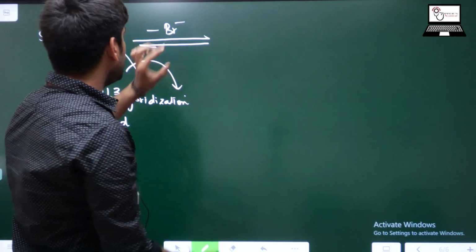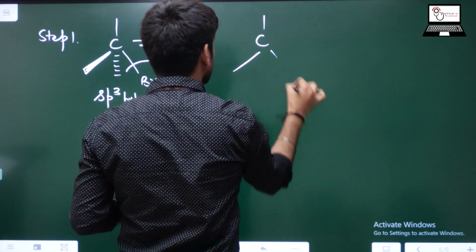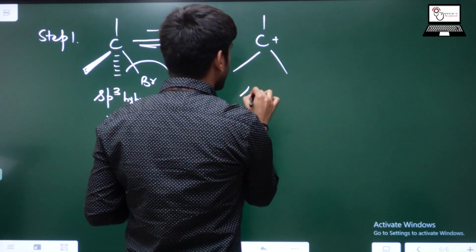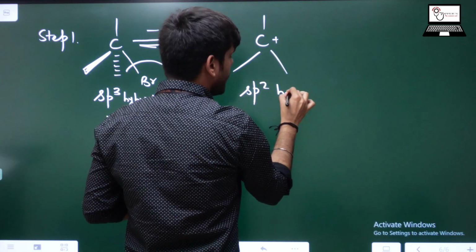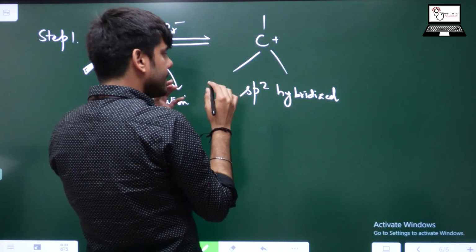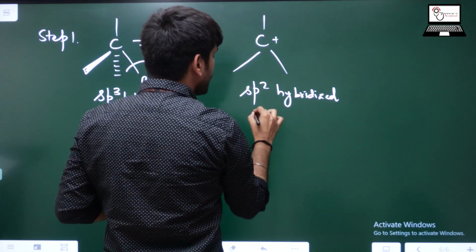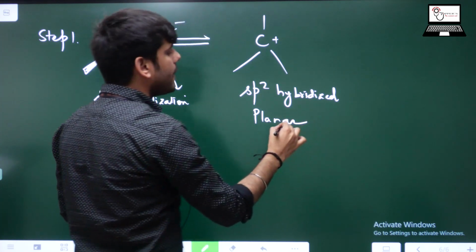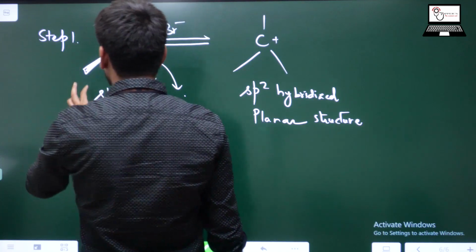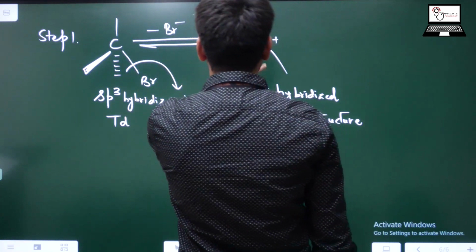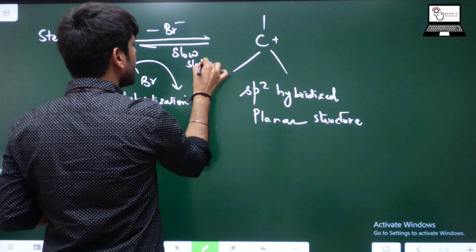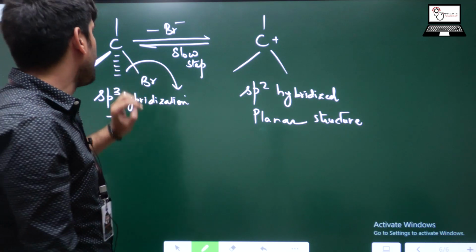Once this Br leaves, I end up getting this carbocation, and this carbon is sp2 hybridized, which means it is planar. I started with the tetrahedral geometry, but now I get a planar structure. And please note that this is the slow step, so the rate is dependent upon this step only.